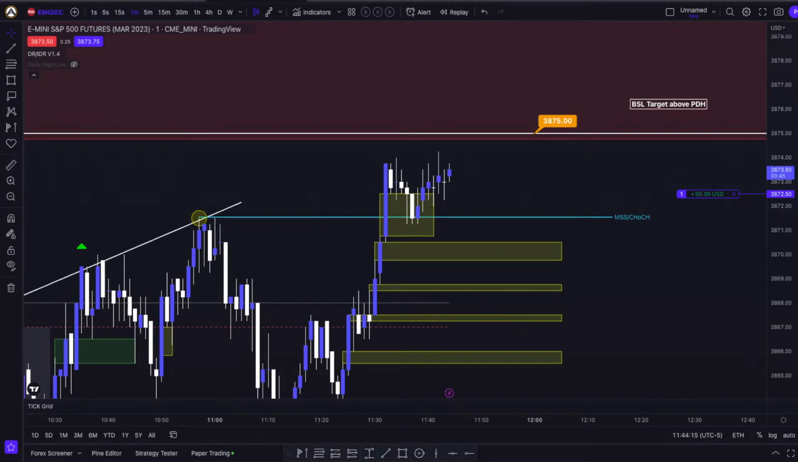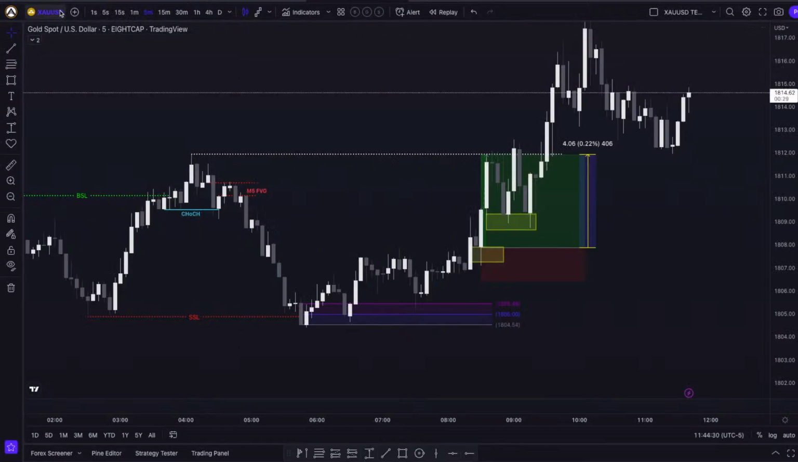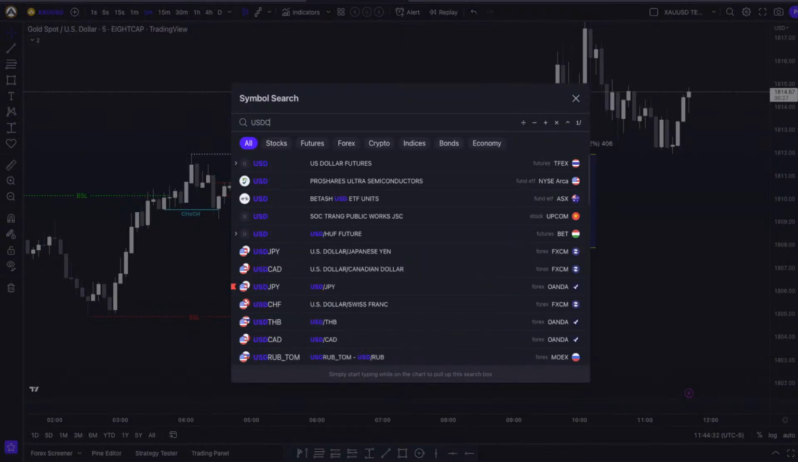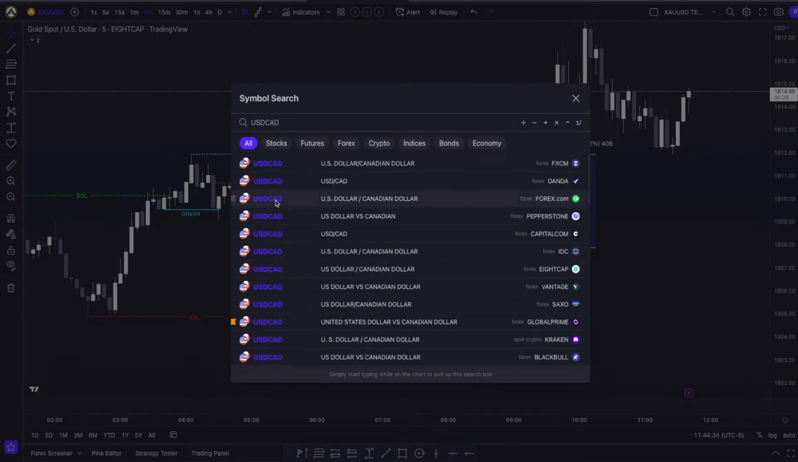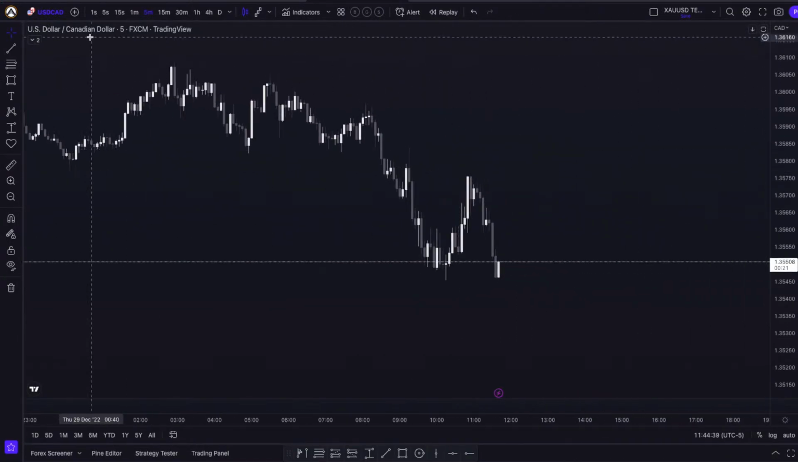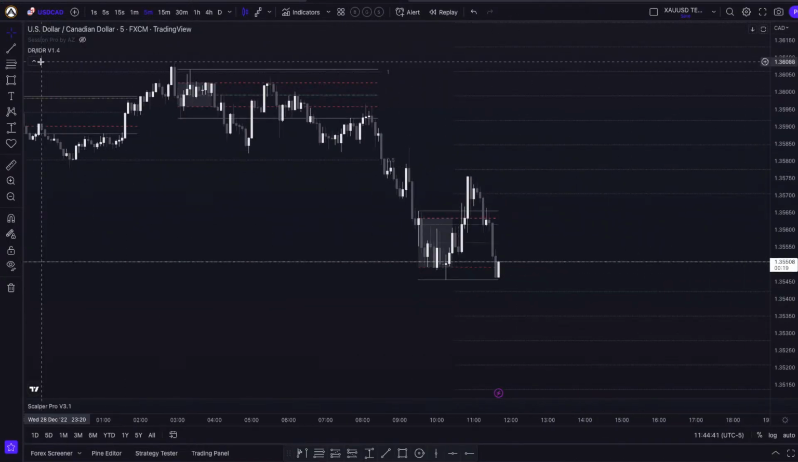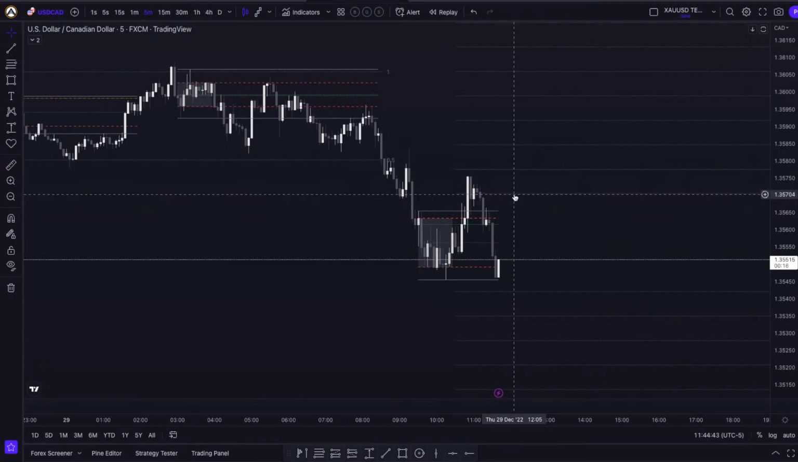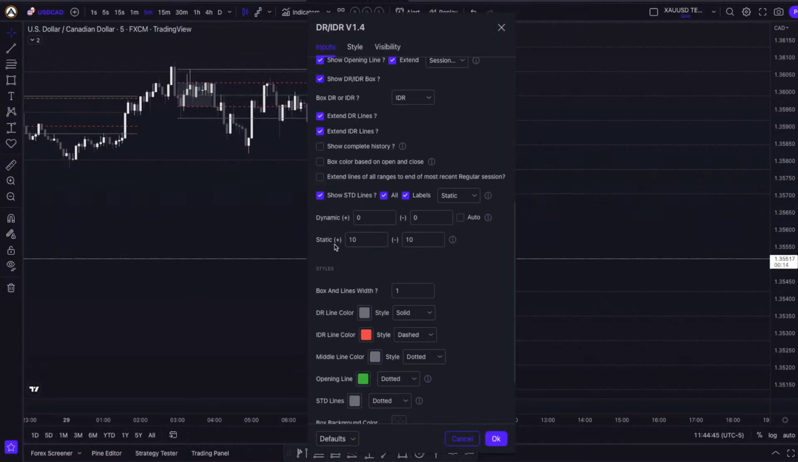All right, let me go over to USD CAD retirement setup. I don't really want to switch between too many charts because we're trying to focus on the S&P with the DR, IDR, but I think a quick look won't hurt anyone. Retirement setup is the DR, IDR. Get rid of all those ugly lines.